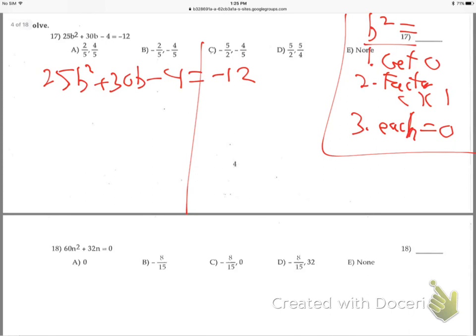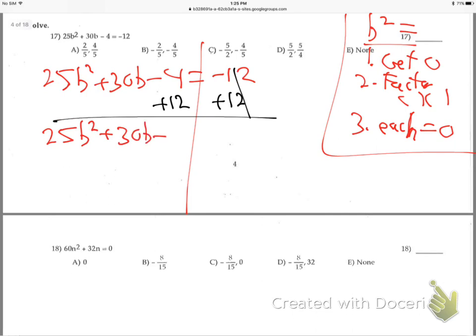That's always the game plan when you see b squared. So I've got to add 12 to both sides. So I've got 25b squared plus 30b plus 8 equals 0. I've got a 0 on the right side. Good. And now factor. How do you factor?